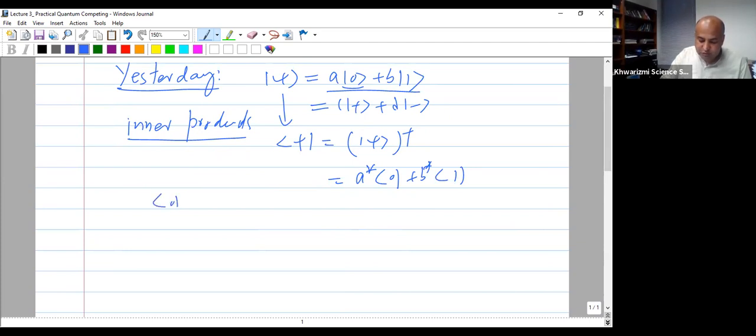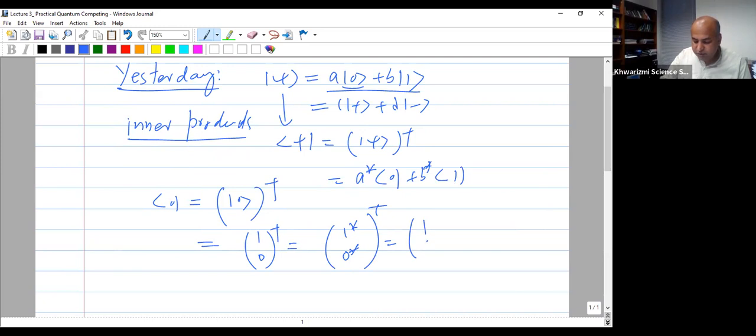So bra 0 is equal to the conjugate transpose of ket 0, which is this 1, 0. So its conjugate transpose would be the conjugate of 1 and the conjugate of 0, but since they are both real numbers, only the transpose is left. So 1, 0, and now only transpose. And when I take the transpose, this becomes a row vector. So this bra 0 is this 1, 0. Similarly, this bra 1 is 0, 1.